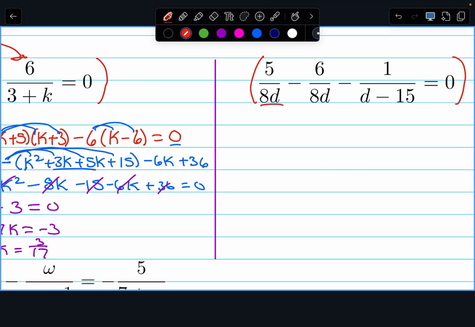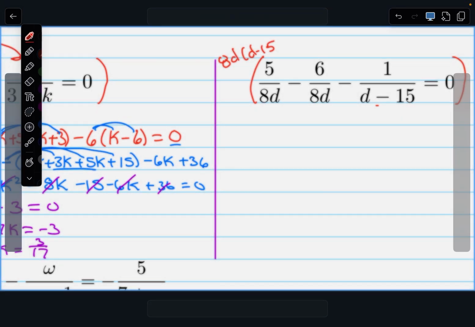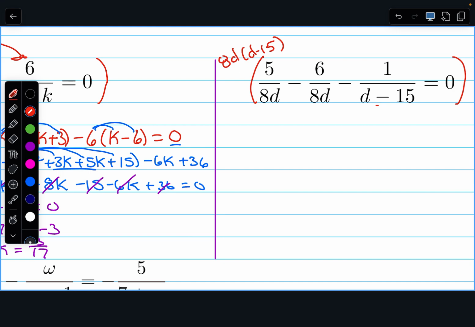I have an 8D and a D minus 15, right? This 8D, they're both the same, so I don't have to multiply it by two different 8Ds. I just need one. So 8D and then the D minus 15. And then we start worrying about what cancels things out. So these 8Ds cancel out, so I'm left with 5, D minus 15. The 8Ds again cancel out, so I'm left with negative 6, D minus 15. The D minus 15s cancel out, so I'm left with negative 1 times 8D.